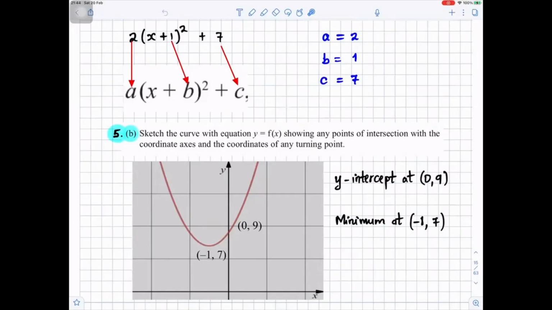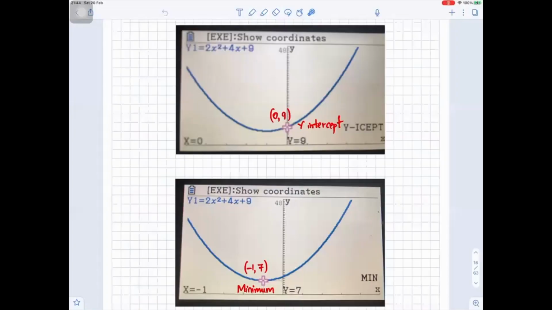And if you have a graphics calculator, you can put it on it and see what it looks like. Some people can just put it straight into their graphics calculator, and you will see the y-intercept is 0, 9, and the minimum point is minus 1, 7. So the calculator will give you that answer, and then you can check it against what you have done through algebra.